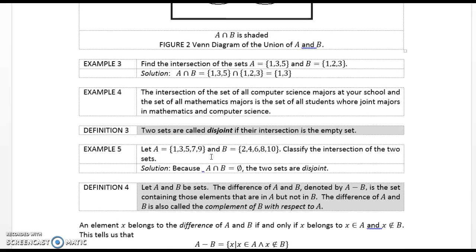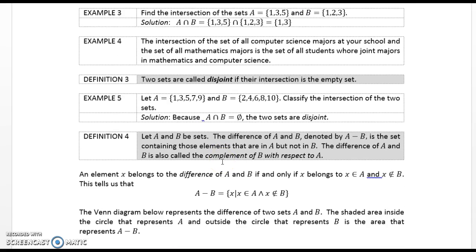Example 3. Find the intersection of the sets {1, 3, 5} and {1, 2, 3}. Solution. The intersection of A and B is the set that contains 1 and 3. Example 4. The intersection of all computer science majors at your school and the set of mathematics majors is the set of all students who are joint majors in mathematics and computer science.